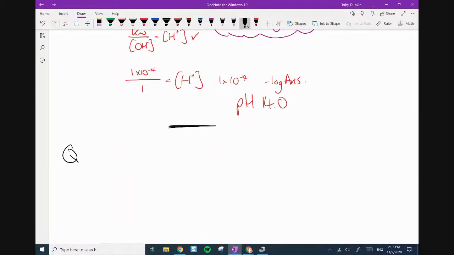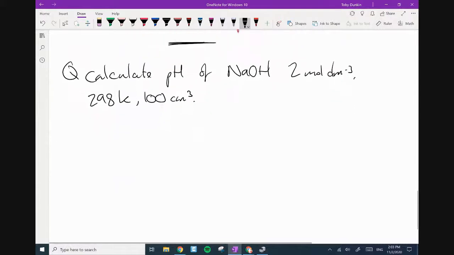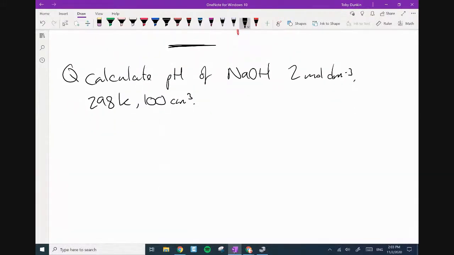So, question: calculate pH of sodium hydroxide, 2 moles per dm cubed, 298 Kelvin, 100 centimeters cubed. The volume, of course, makes no difference. I'm going to need that for my dilution question, which will always follow. Right, so answer, switch to red.